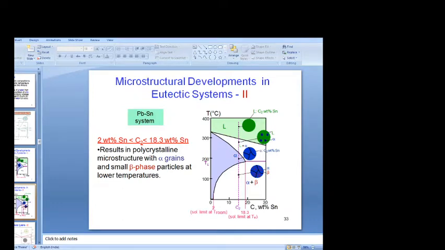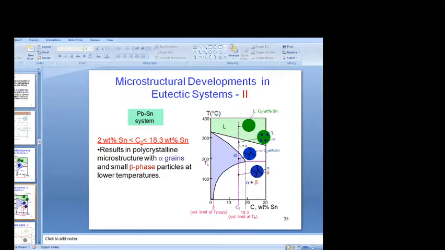So now we are considering the third case that involves the solidification of the eutectic composition, that is 61.9 weight percent Sn. Consider an alloy having this composition that is cooled from a temperature within the liquid phase region, about 250 degrees centigrade, and the cooling is taking place down the vertical line y to y dash, as mentioned in the figure.